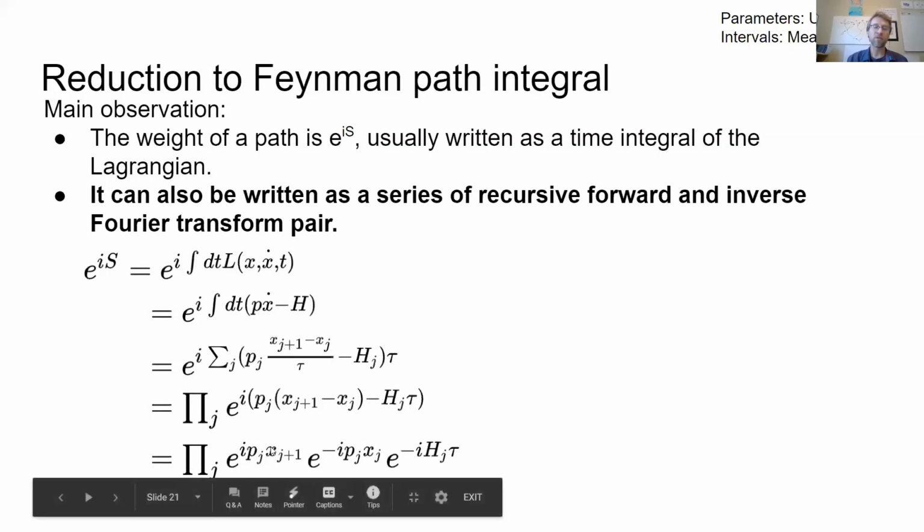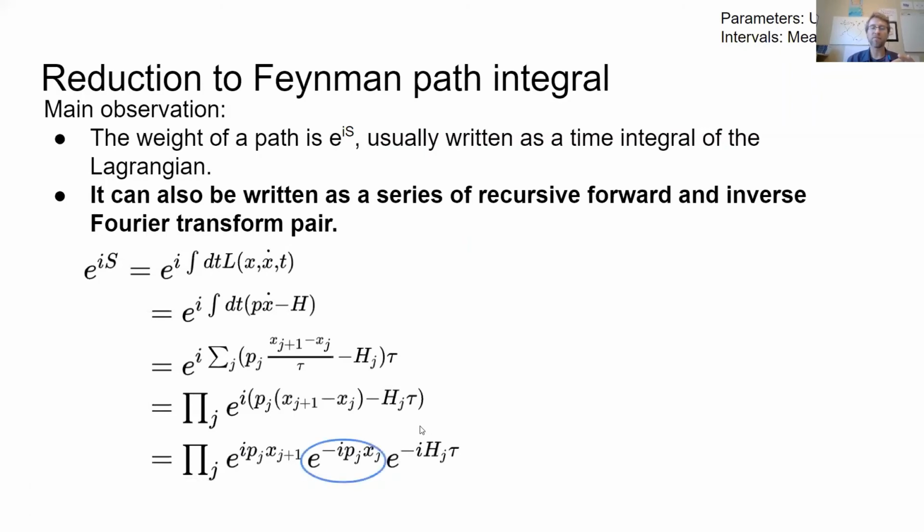Now, if you just jump to the bottom line, you'll see that this turns into a series of factors. A Fourier transform kernel here, e to the minus iPx, and that's a forward Fourier transform kernel. This is an inverse Fourier transform kernel. And this is the time evolution operator. So now that first thing there is going to do a Fourier transform, and the second thing there is going to do an inverse Fourier transform.